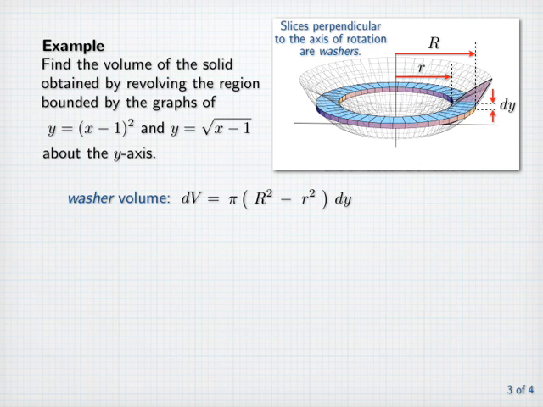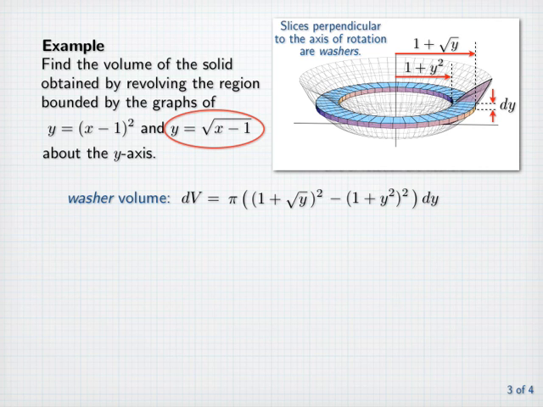Now we need to know capital R and little r. These will be the x-coordinates on the two curves. Capital R will come from solving y equals (x minus 1) squared for x. This easily gives us x equals 1 plus the square root of y. Little r will come from solving y equals the square root of x minus 1 for x. This easily gives us x equals 1 plus y squared.